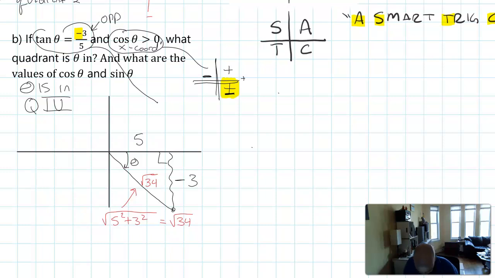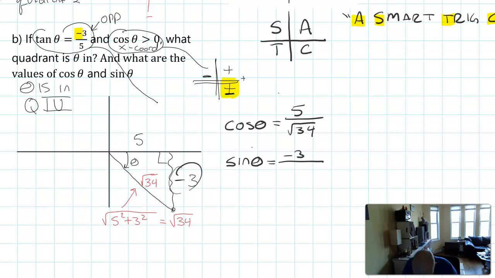And then if we want to answer the rest of the question, we can say that cosine theta is the adjacent over the hypotenuse, so 5 over square root 34, and sine theta is the opposite over the hypotenuse. But because we're in quadrant 4, we use the negative length there over root 34. And you know, in the past I've said to rationalize your values. I really like it when you rationalize standard root values like root 2 over 2. I think that should be rationalized. 5 over root 34, I'm fine with that.